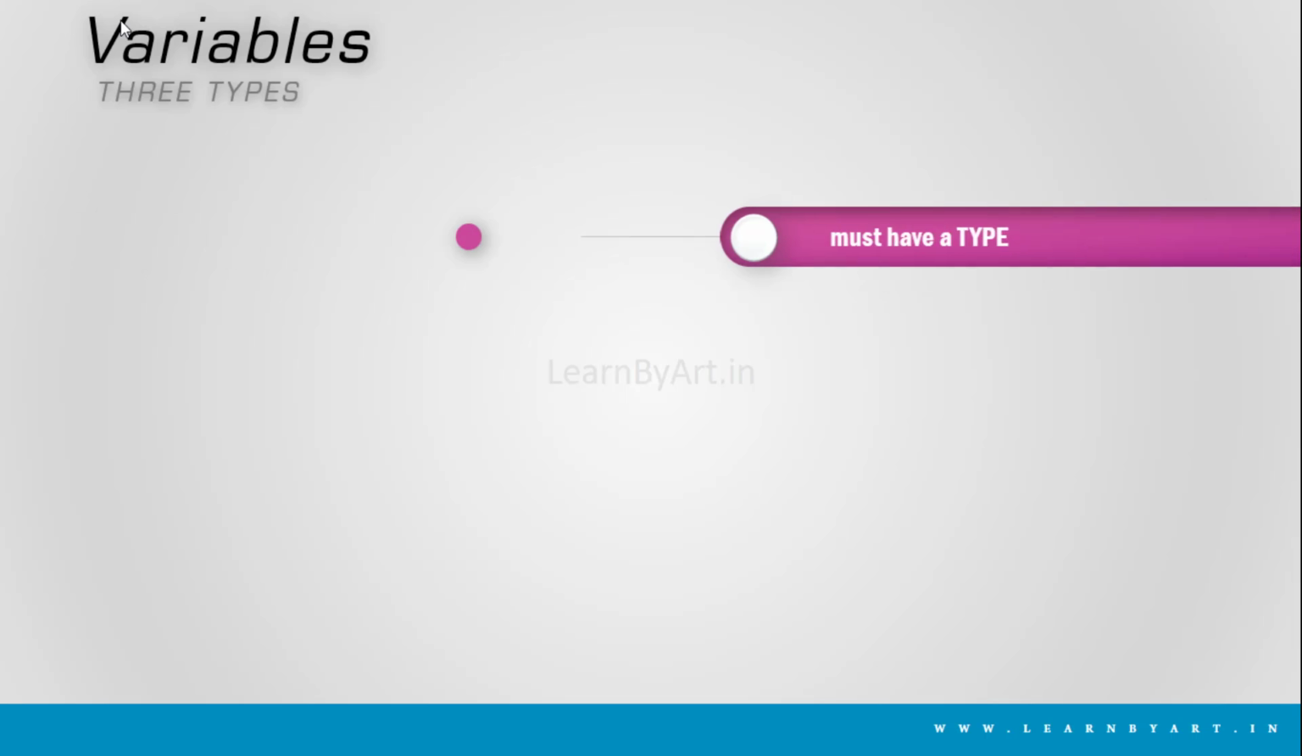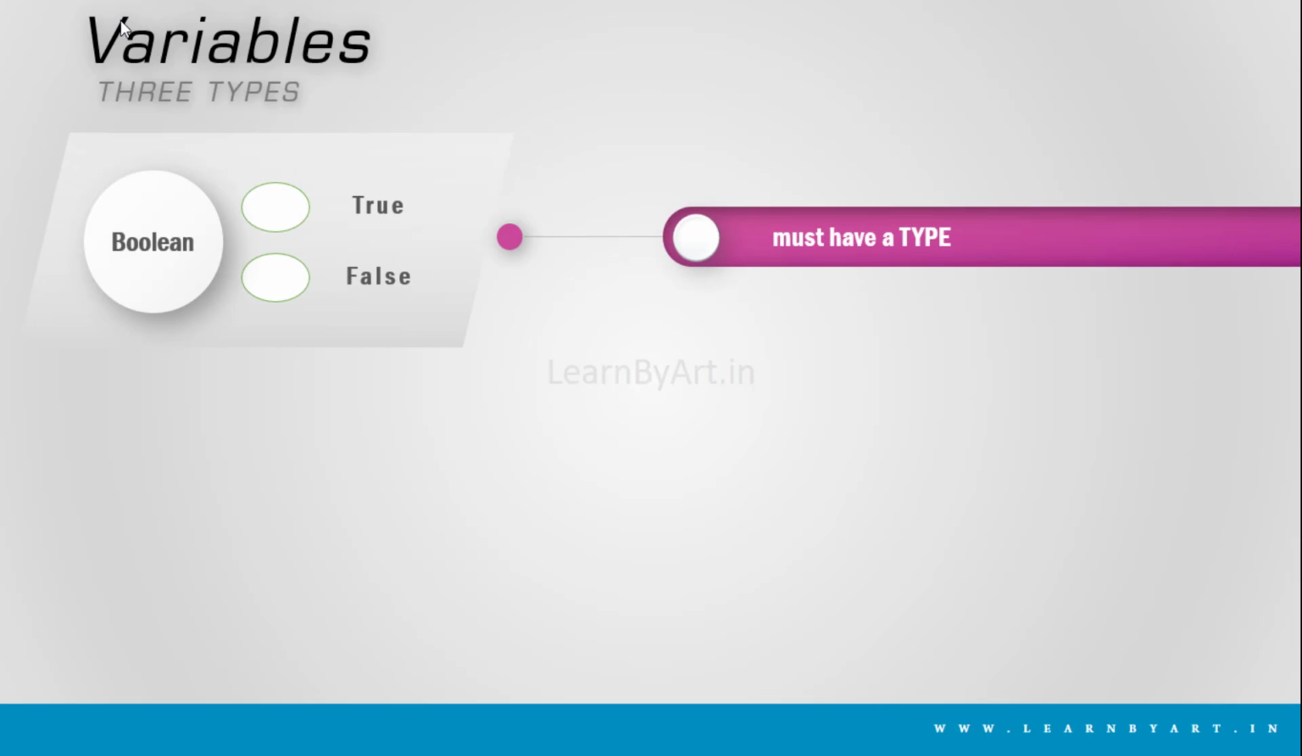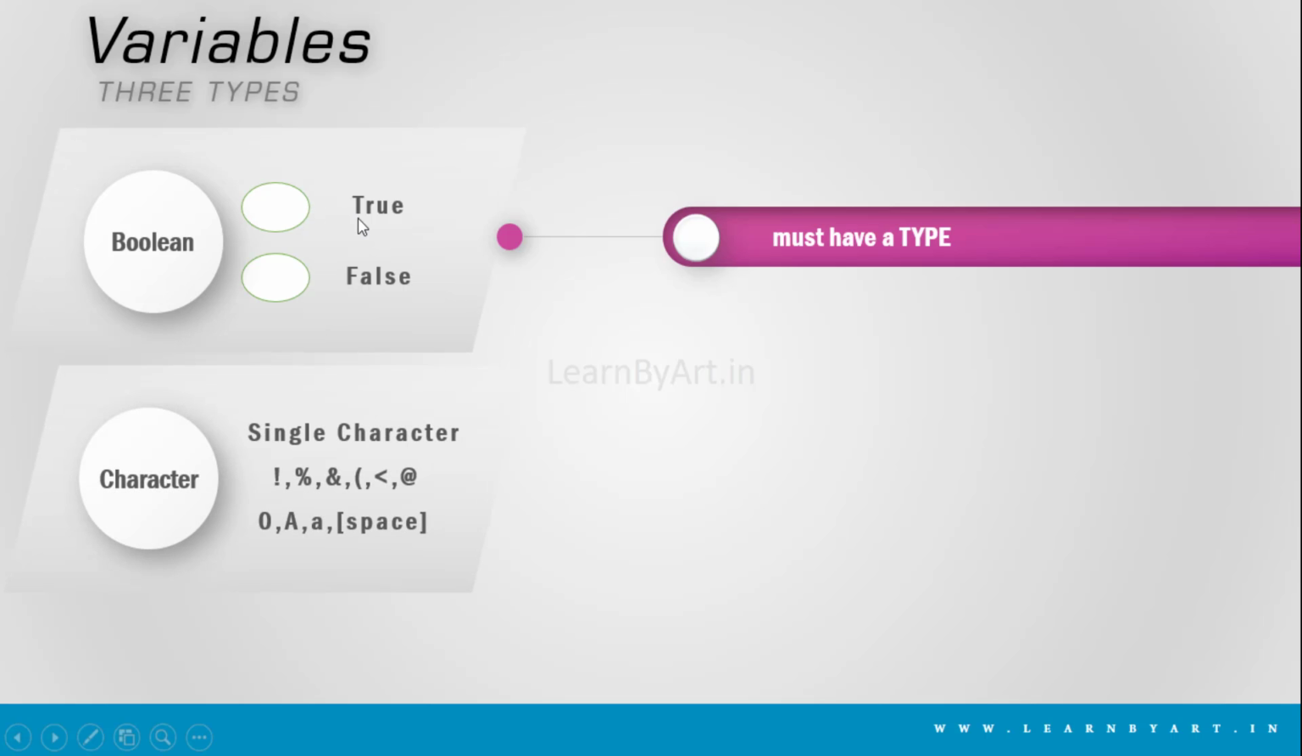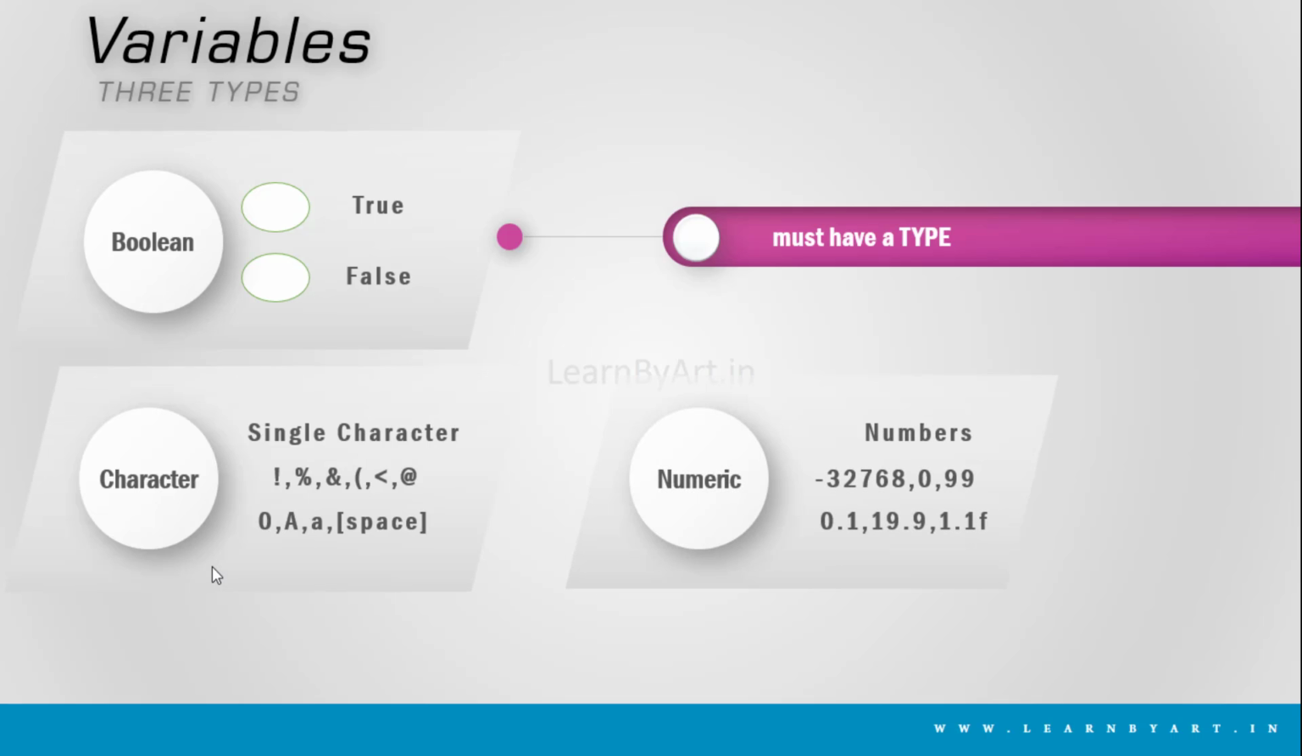Now the variables in Java are basically of three types. The first is the Boolean. That means you're going to store either a true or false value in it. The second is the character itself, meaning any single character, capital A, small a, or any kind of symbol that you want to store inside the memory for the program. And the third is the numeric.